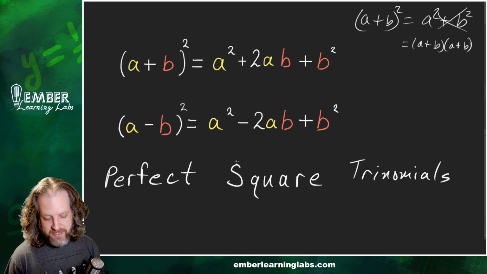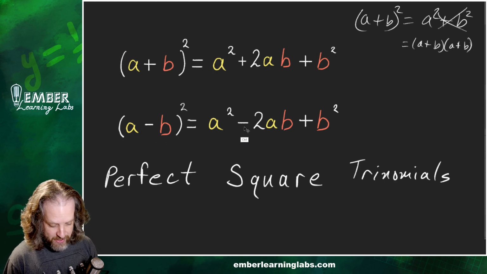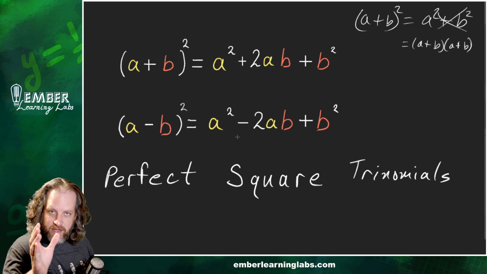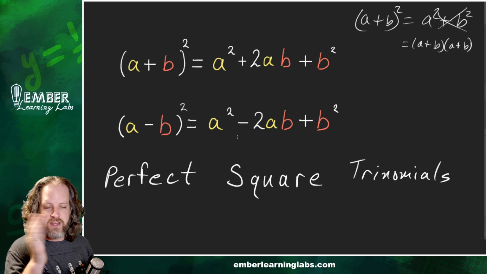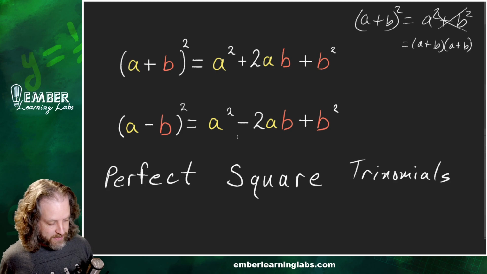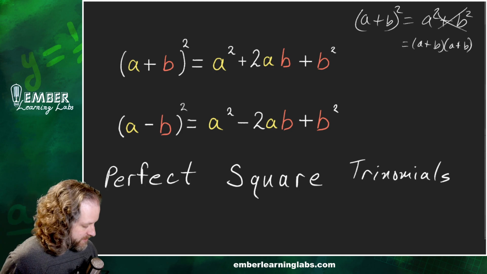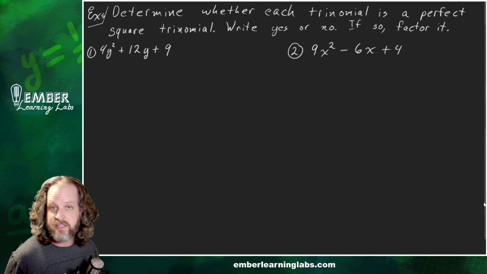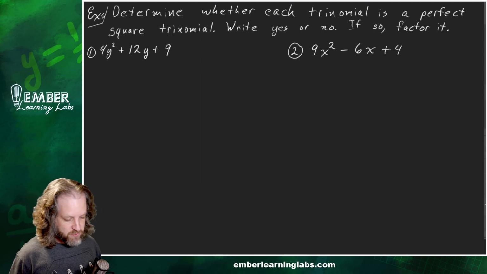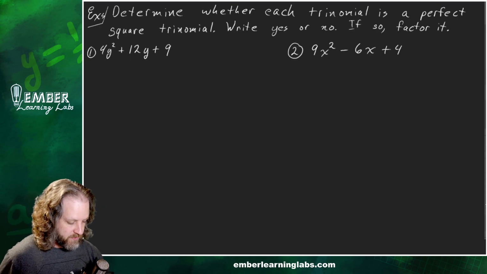The reason for this is that if we have a negative times a positive, it ends up being negative. But it's really doing the same thing. It's the square of the first, plus 2 times the first times the second, plus the last one squared. Let's do some examples. Determine whether each trinomial is a perfect square trinomial, yes or no. If so, factor it.